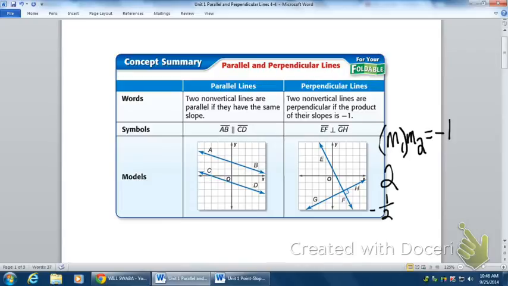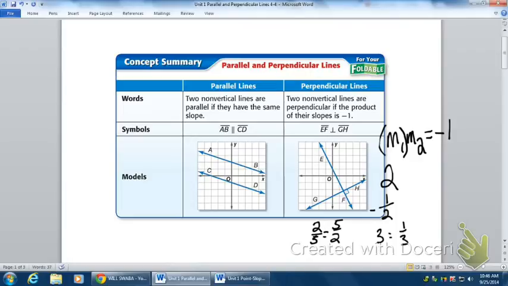You guys know what the reciprocal means? If you have a 3, the reciprocal of 3 is 1/3. You're just flipping it. That's it. So let's say we have a number of 2/5, the reciprocal of that is 5/2. All you have to do is flip it. Okay? Reciprocal.